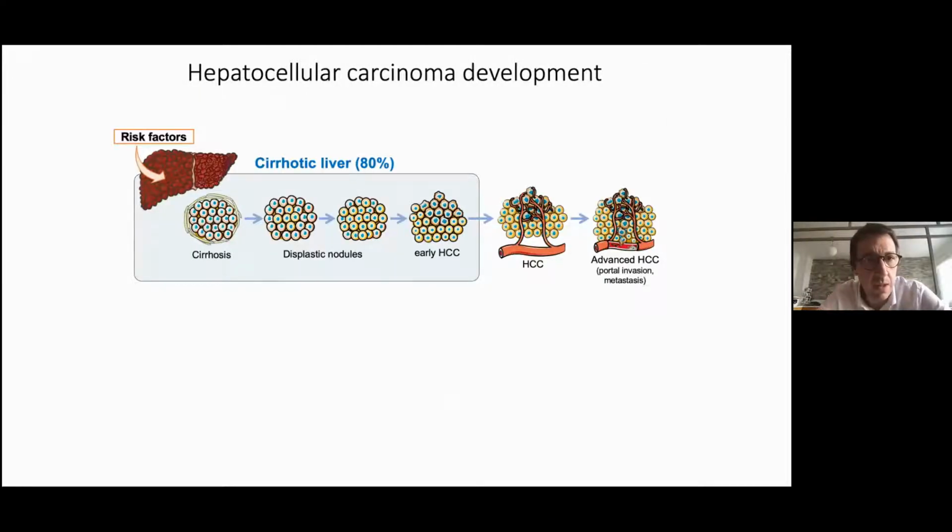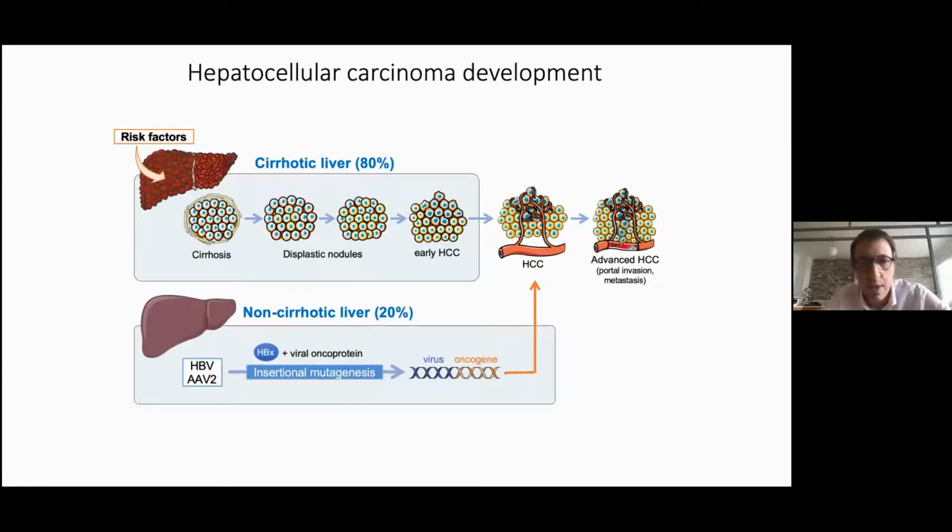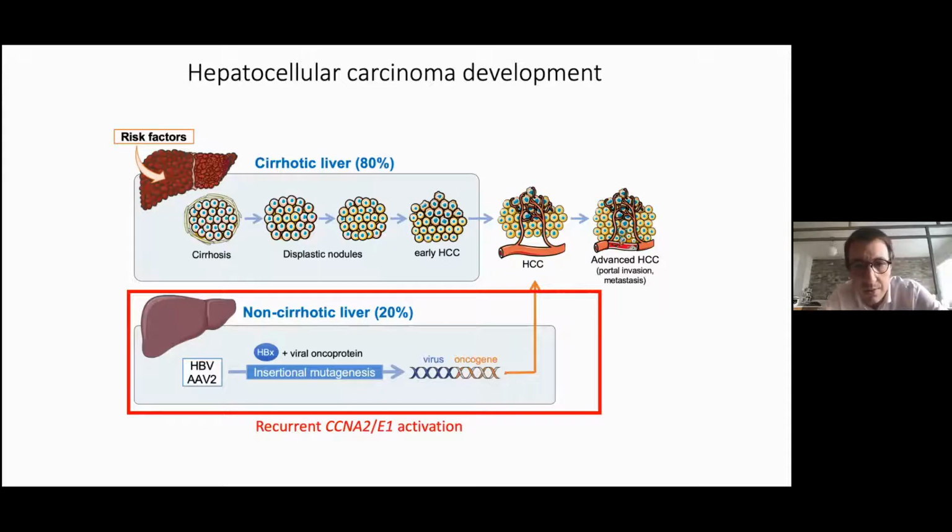These risk factors operate by damaging the liver. And it is known that more than 80% of HCC develop in a cirrhotic liver by the transformation of dysplastic nodules. However, a little less than 20% of the cases develop on a non-cirrhotic liver. In this case, one of the main transformation mechanisms is the activation of oncogenes by viral insertions or structural rearrangements. In particular, we recently described a new molecular entity of HCC driven by viral insertions and rearrangements activating cyclins A2 or E1.